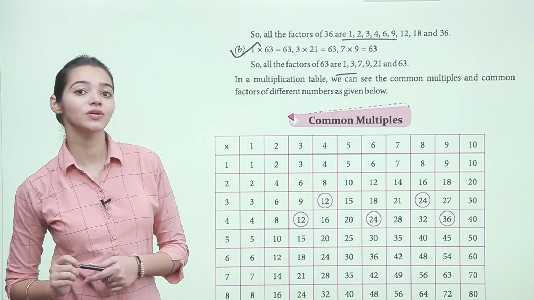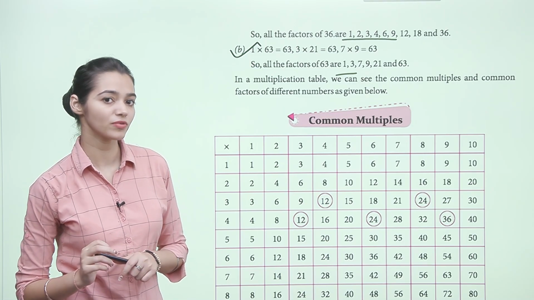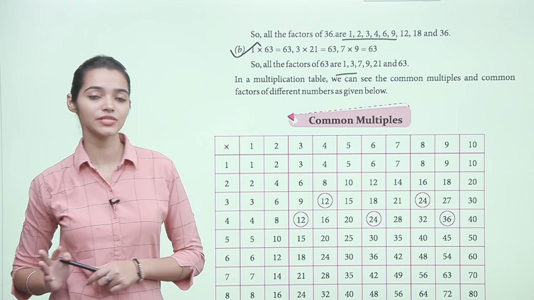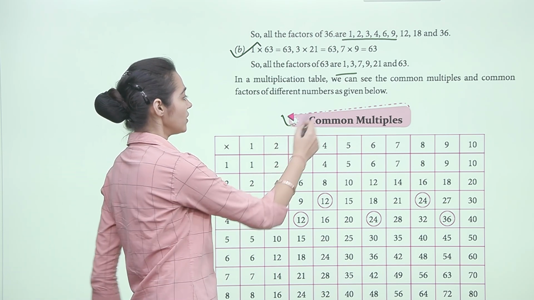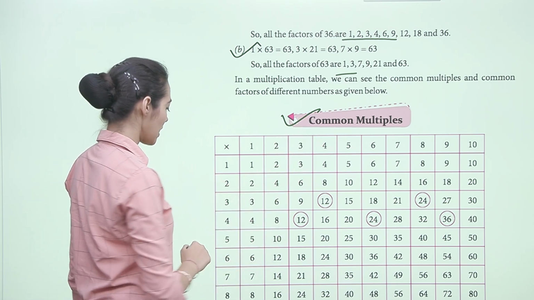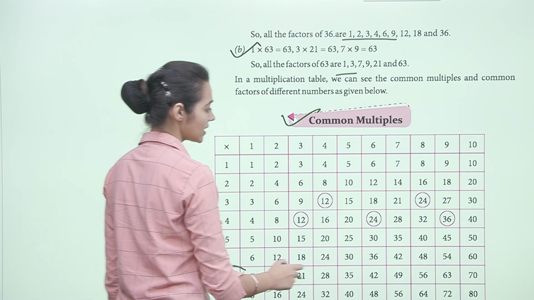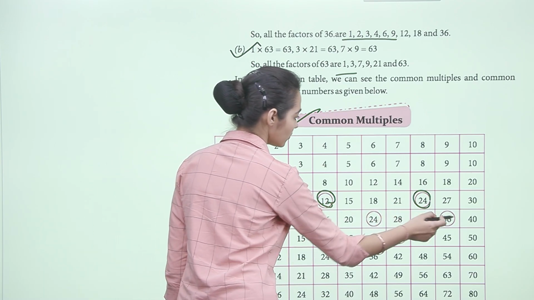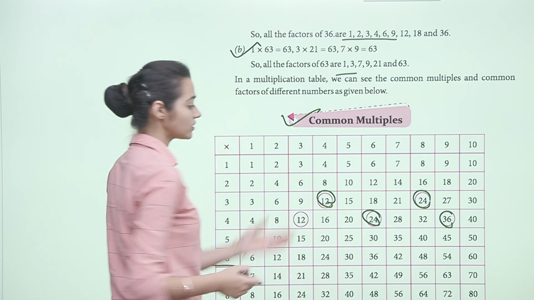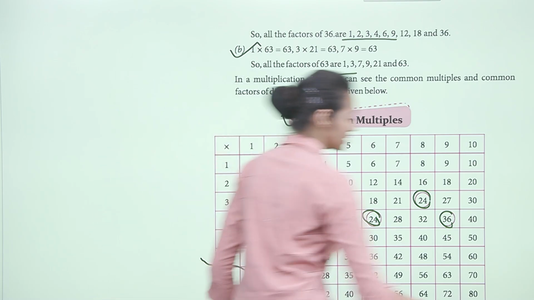In a multiplication table, we can see the common multiples and common factors of different numbers as given below. Now, here are our common multiples. Out of these, you can see that 12, 24, 36 are our what? Common multiples.